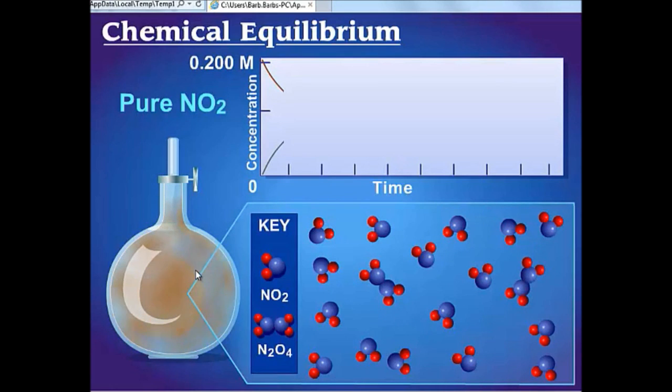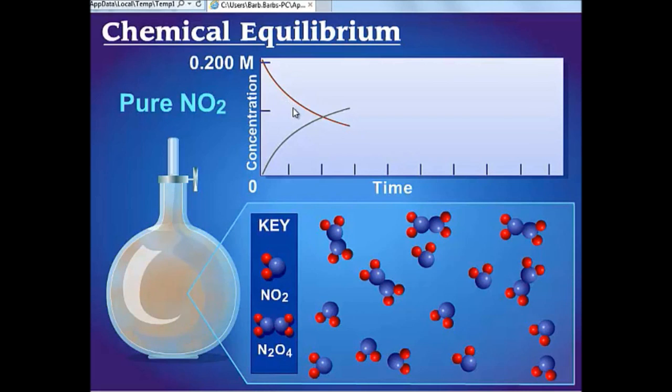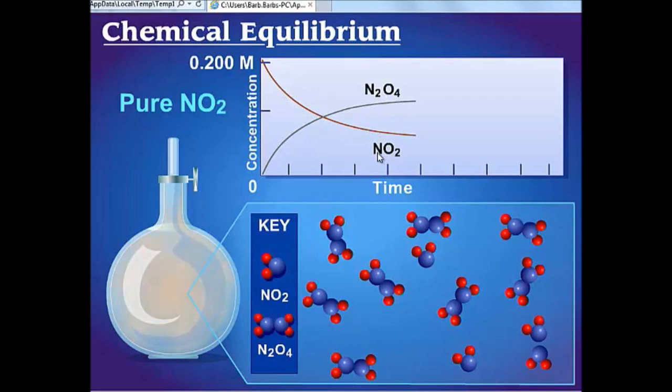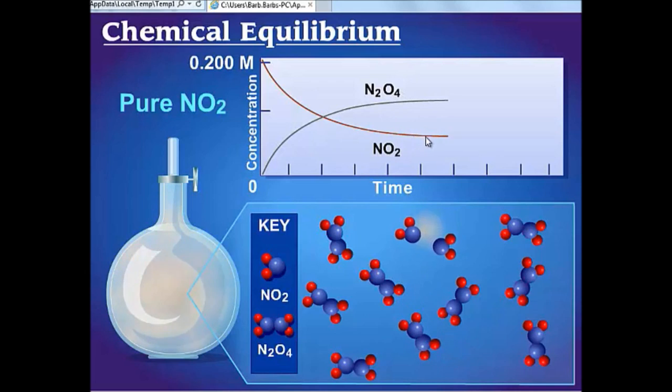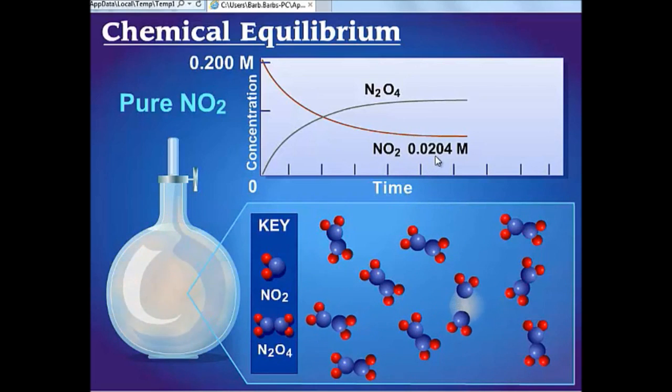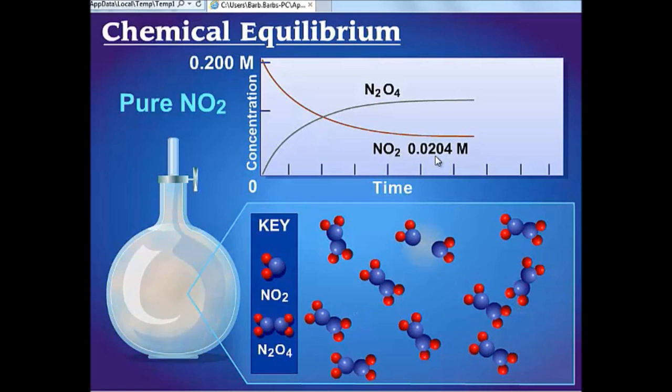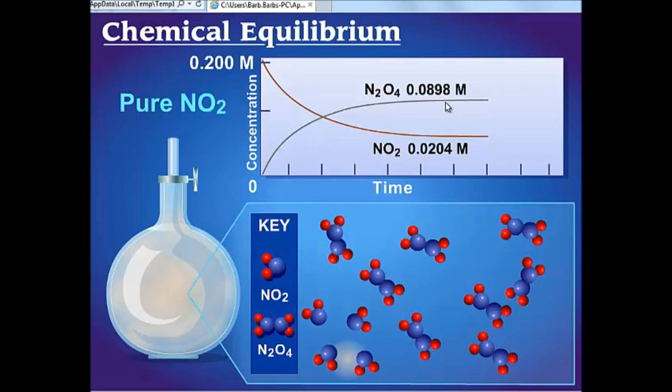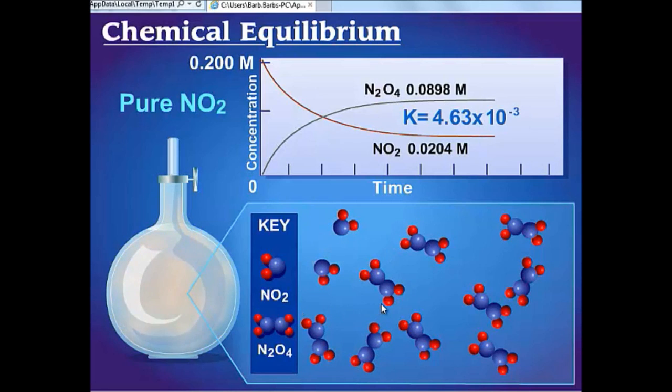Starting with 0.200 molar NO2, the reaction proceeds toward equilibrium with NO2 molecules combining to form N2O4 molecules. At equilibrium, the concentration of NO2 is 0.0204 molar, and the concentration of N2O4 is 0.0898 molar. Calculating the equilibrium constant, K, we find K equals 4.63 times 10 to the minus 3.